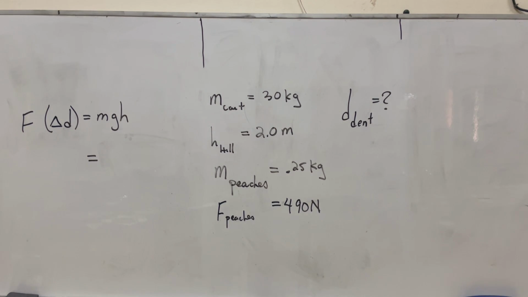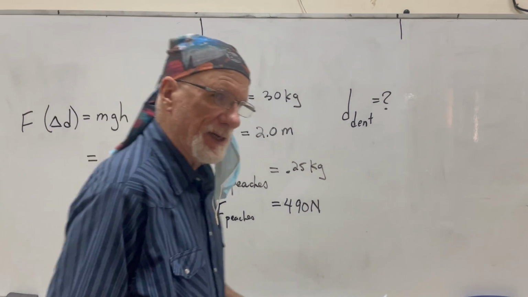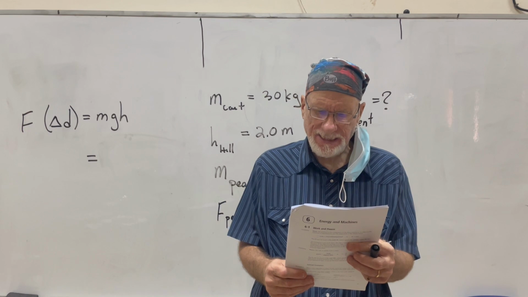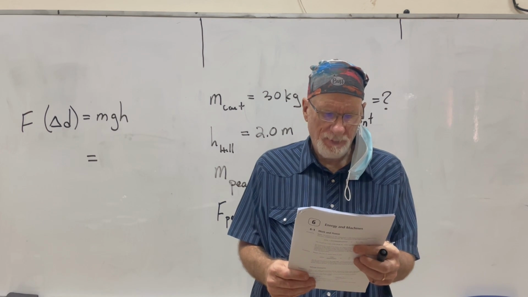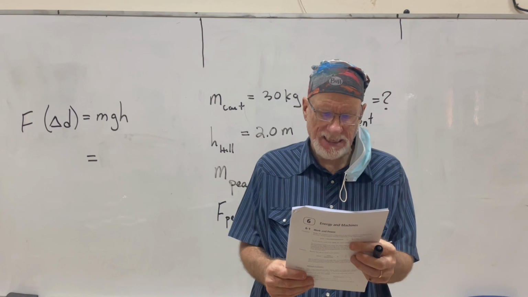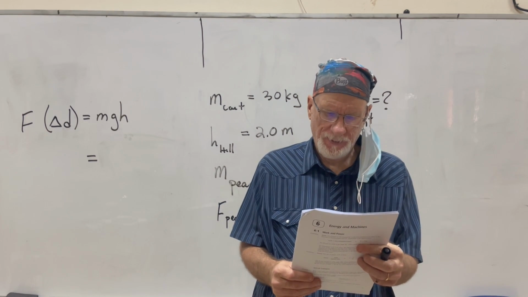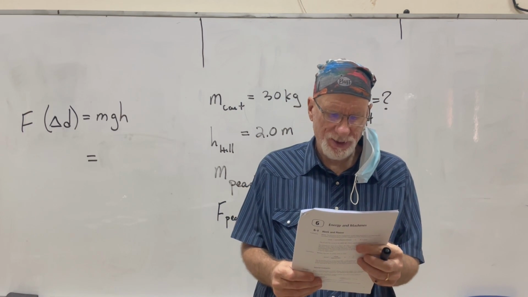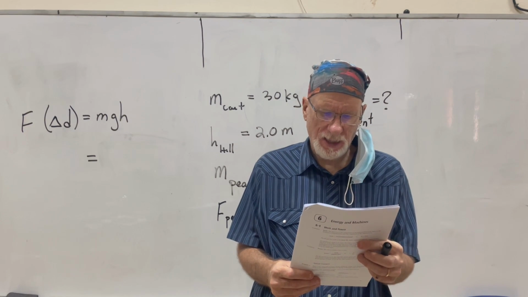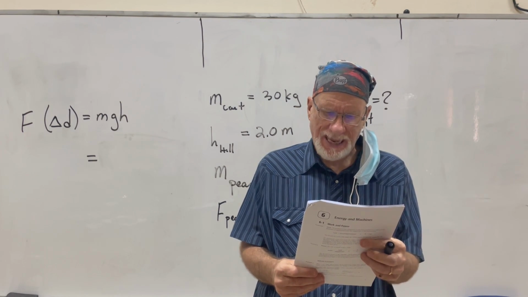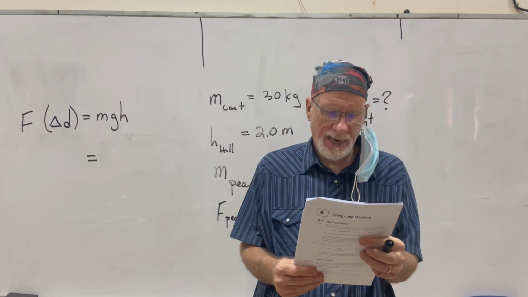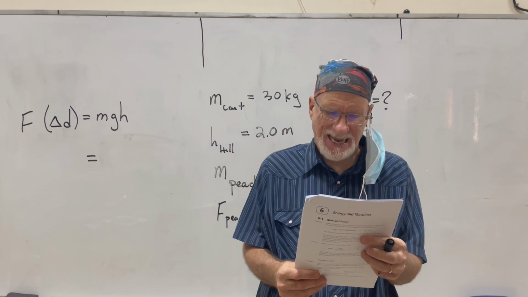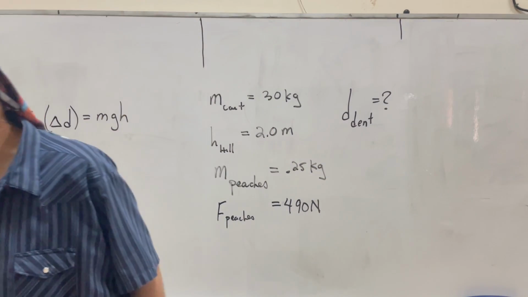Okay, B-2. B-2 says a 30-kilogram shopping cart full of groceries sitting at the top of a 2-meter hill begins to roll until it hits a stump at the bottom of the hill. Upon impact, a 0.25 kilogram can of peaches flies horizontally out of the shopping cart and hits a parked car with an average force of 490 newtons. How deep a dent is made in the car?